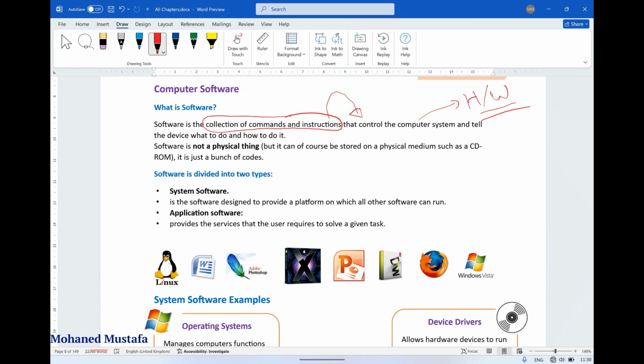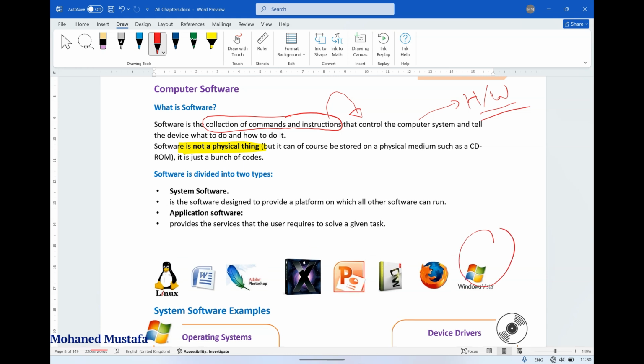So are these physical? No, software is not physical. Examples of software: operating systems such as Windows, Android, iOS. All of these we call software. If you are playing a game, for example Candy Crush, is it software? Yes. It's an app software. So there is a difference between Windows and Candy Crush, isn't there? What's the difference?